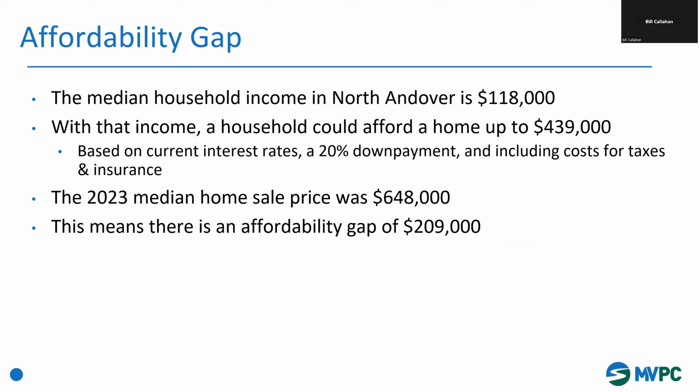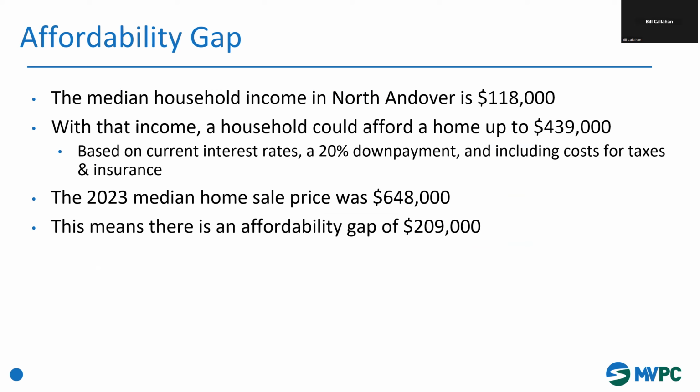The next thing in terms of affordability that we consider is what's called the affordability gap. And so the affordability gap refers to the gap that exists between what is the current cost of a home in town, but then also what can the median income household afford for a home. And so there's usually a difference there. In North Andover, that's certainly the case.